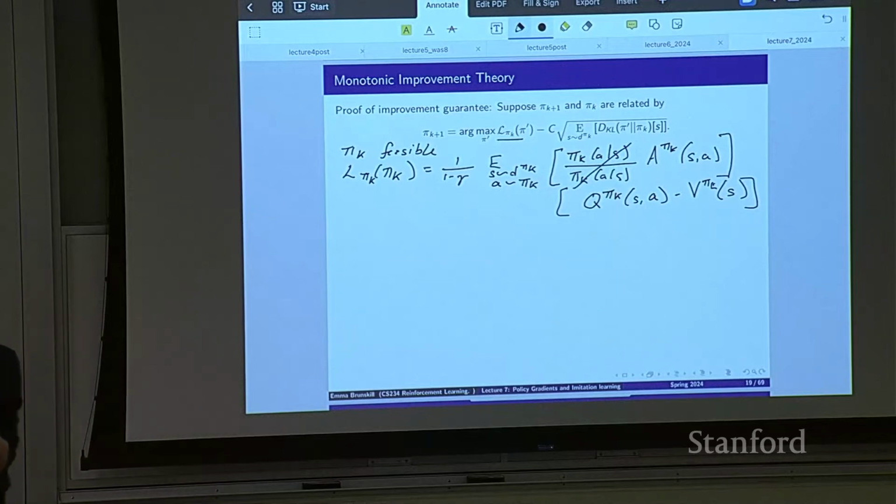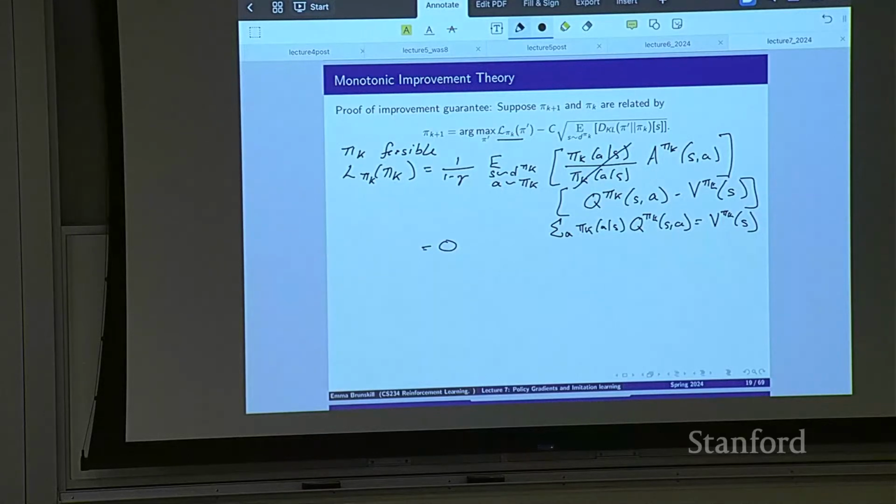So q pi k, if you first follow, I can just write that out just in case it's helpful. This is the sum over a of pi k of a given s, times Q pi k of s, a, which is just equal to V pi k. If you start taking this action and you follow the policy, and then you follow the policy from all future time steps, versus if you just follow the policy from now till forever, that's exactly the same. So that means that this is 0.